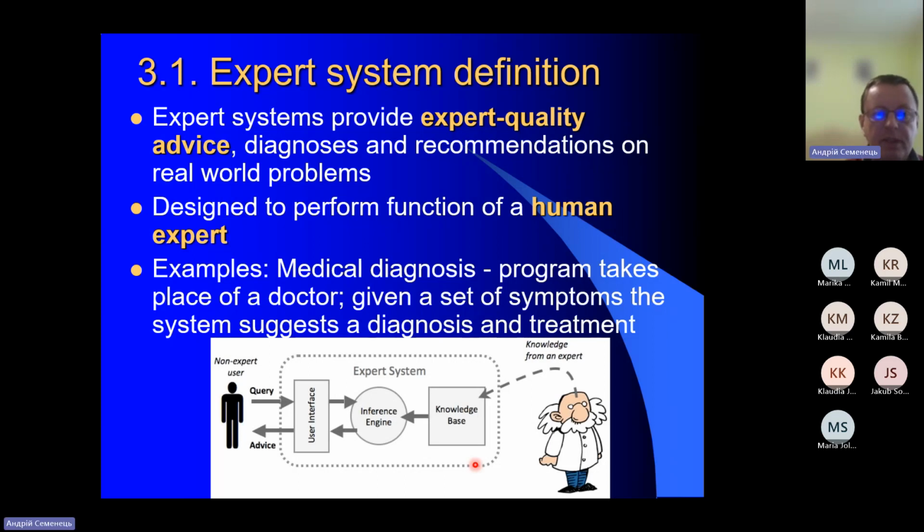Just a few points. Expert systems have to provide expert-quality advice and diagnosis for real-world problems. And what are the key points and maybe the key difference? DSS is made to assist a physician in decision making. An expert system has the goal to replace a human expert. And here is maybe the only difference.